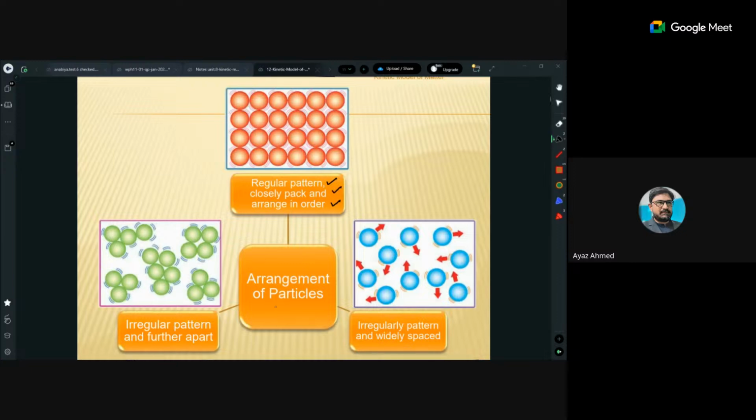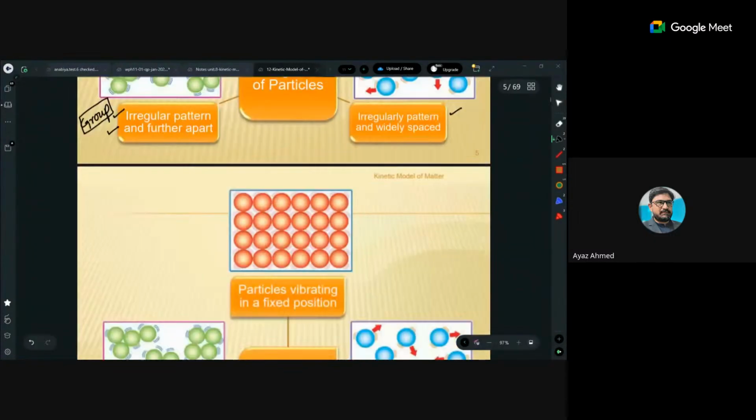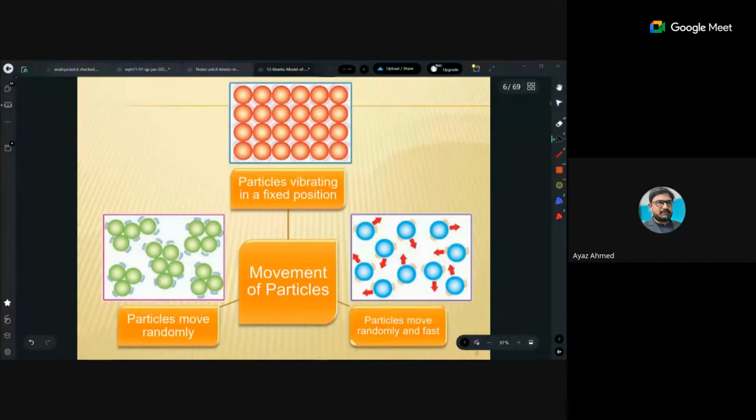In the arrangement of particles of liquids and gases, in the lower two diagrams, they have an irregular pattern and are further apart. One more thing I would add is that in liquids the molecules are arranged in the form of groups. This is a very important word. But in gases, the molecules have irregular patterns and wide spaces in between, which is why they are almost free molecules. They have random motion.